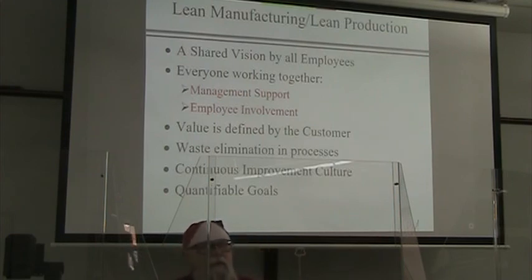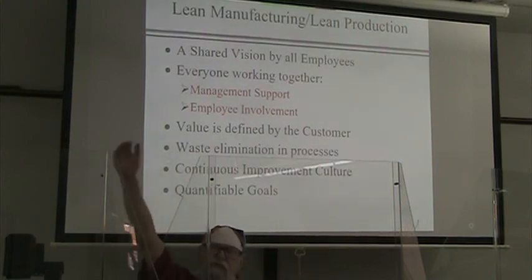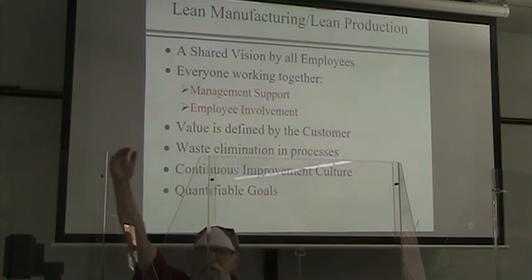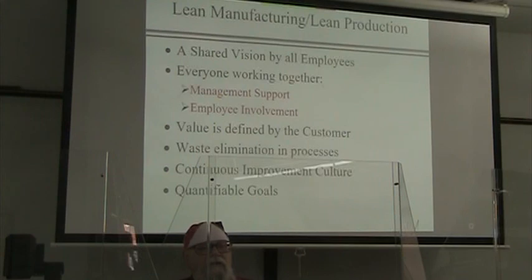So when we're talking about lean manufacturing or lean production, well, first of all, we need a shared vision by all the employees. That's got to be from the guy who is the CEO down to the custodians that are sweeping up and mopping and cleaning. Everybody has to be in on that. So everybody has to be working together on this with management support and employee involvement, right?